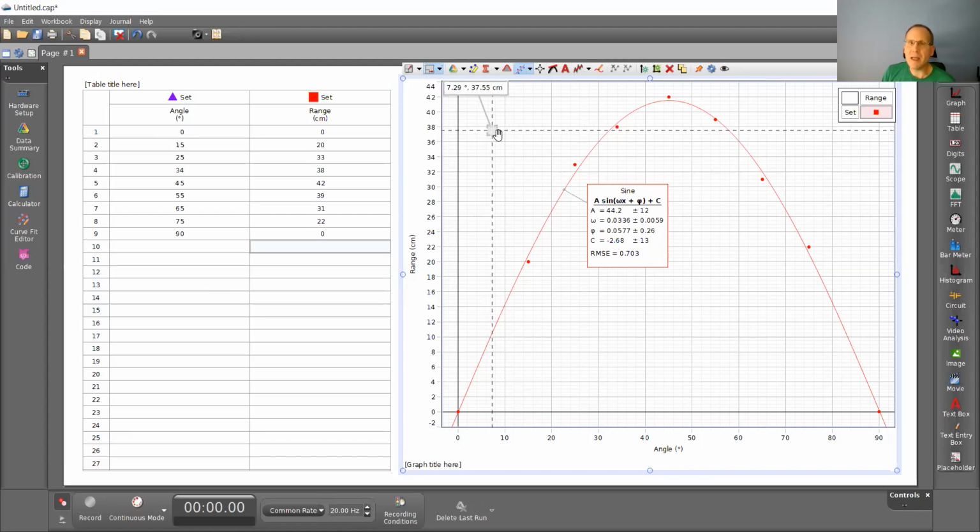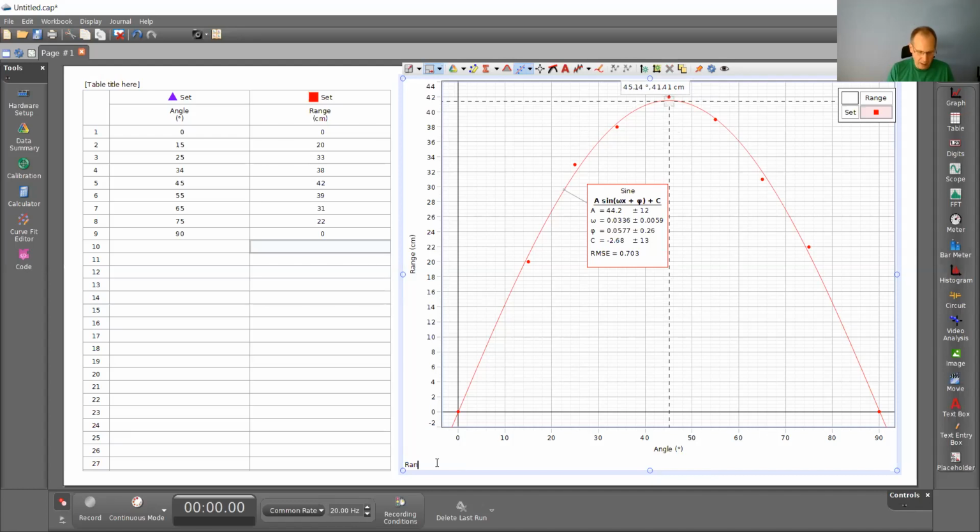So now I'm going to slide it to the peak of the curve. So right about there. That would be the peak of the curve. I'll make sure I put a title in here. So this is range versus angle.